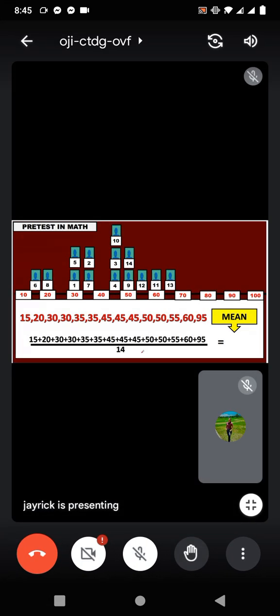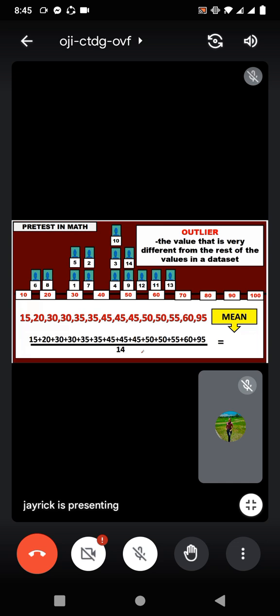Very good. From 55 to 60, it became 95. With that, please take note: 95 is what we call the outlier. Again, outlier. What does it mean when we say outlier?